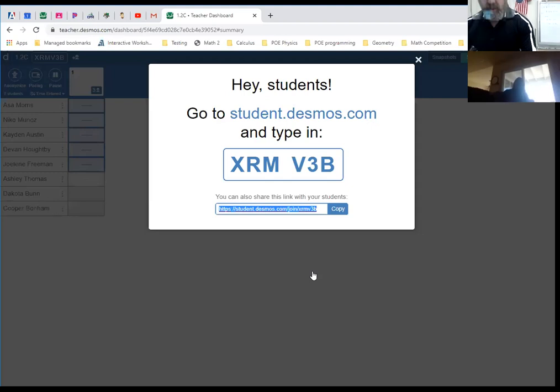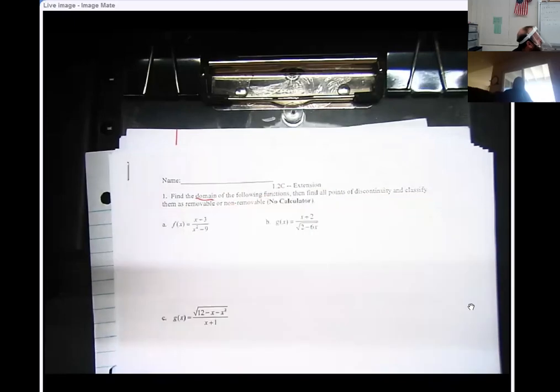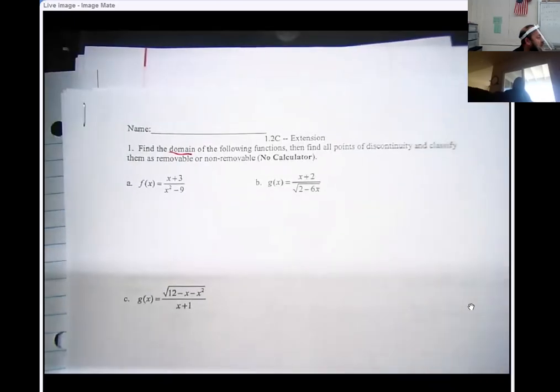So let's just go ahead and get ourselves started. I thought maybe we could look at one of those together. Share screen, here we go. So what you're supposed to do is look at this, and it says, let's find the domain. Okay, so what are the two things we said we want to watch for in domain? What do you never want to do? Never divide by 0 and never take a square root of a negative.